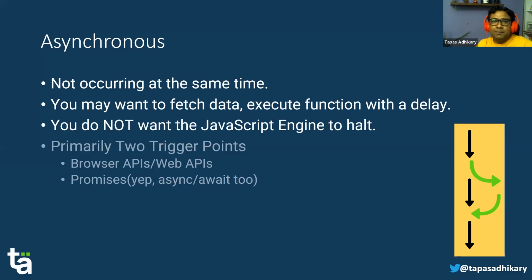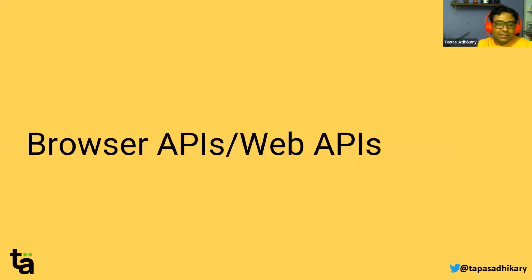Now, there are primarily two trigger points that we'll be talking about today for asynchronous programming. The first trigger point is something called browser APIs, or the web APIs. We'll talk about it a bit and take some examples as well. The second thing is, of course, promises, and we'll talk about async await a bit. I know that async await is very famous, and everybody loves it. So first the browser APIs, then we'll understand promises, and then we'll get into the async await part. So let's get into browser APIs.